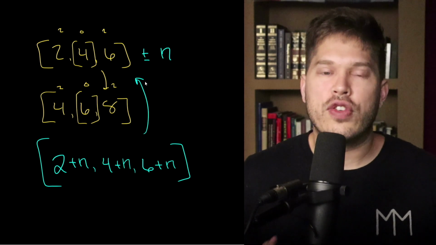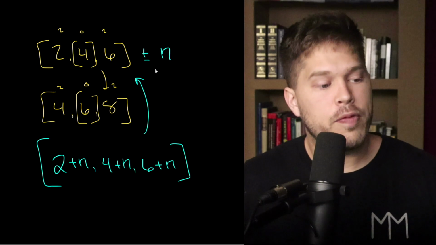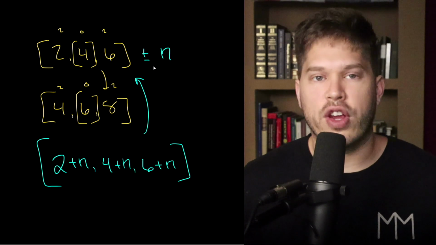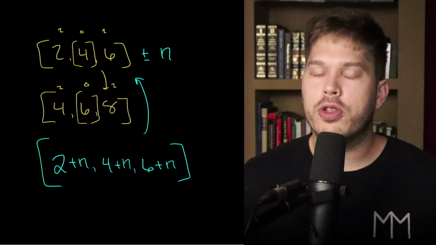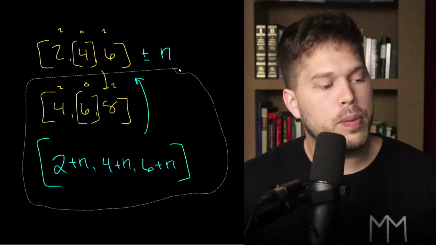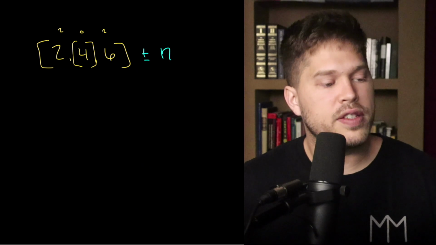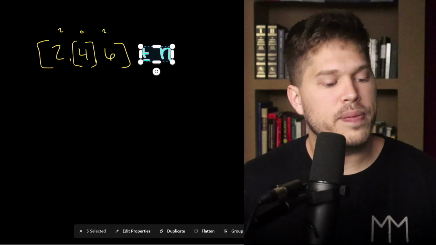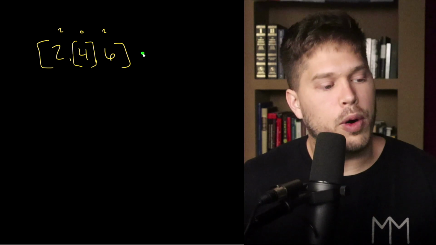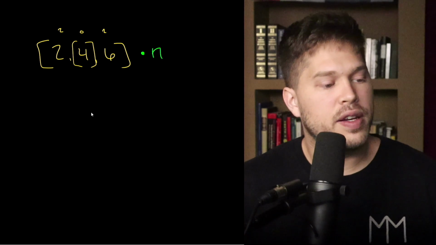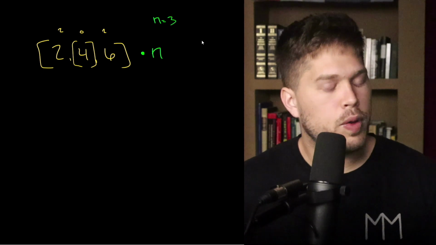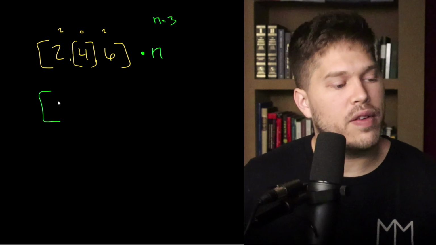So what would change our standard deviation? If adding and subtracting a value across our set does not change our standard deviation, would multiplying by a value? Think about it for a moment. Would multiplying a value across our set change our standard deviation? Okay, and the answer is yes. If we multiply by some value of n, what would happen? Well, let's say n is equal to 3. So if we multiply 3 across this list, what do we have?